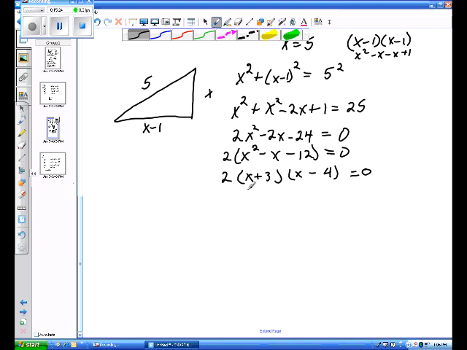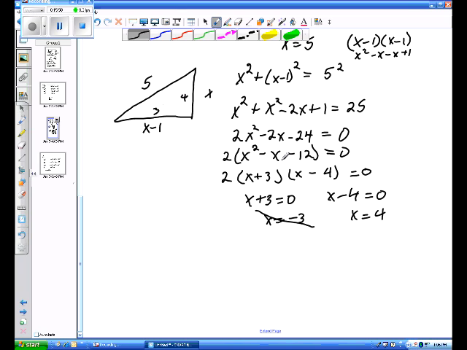Now we said each factor equal to 0. Well, we know that 2 doesn't equal 0. So x plus 3 equals 0. Subtracting, x equals negative 3. Or x minus 4 equals 0. Adding 4, we get x equals 4. Well, we're talking about a length, so it can't be negative. So x would equal 4. If we fill that in, then this side is 4 and this side is 3.